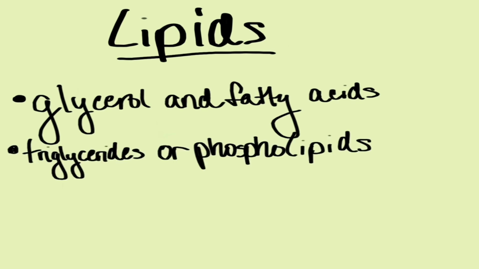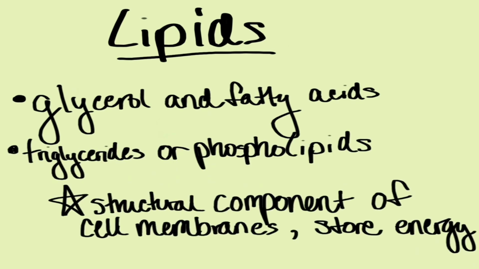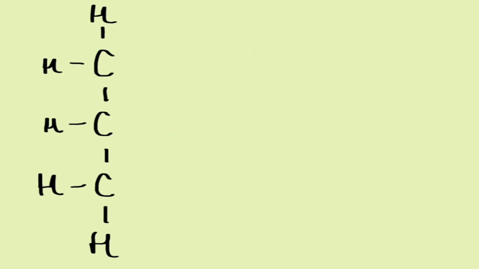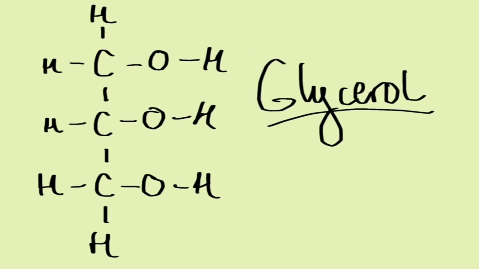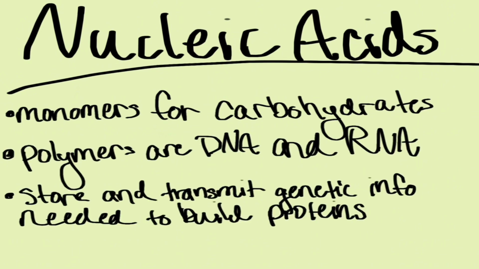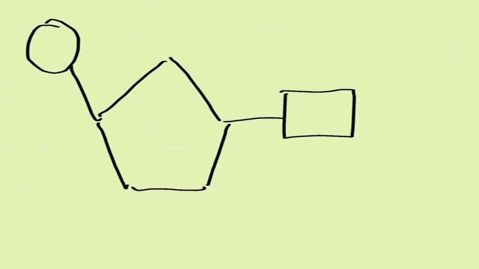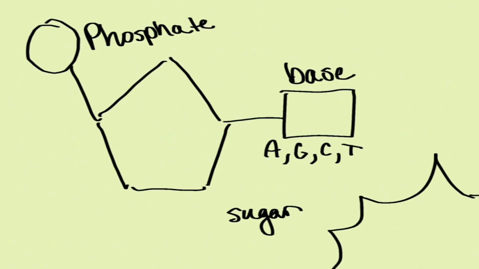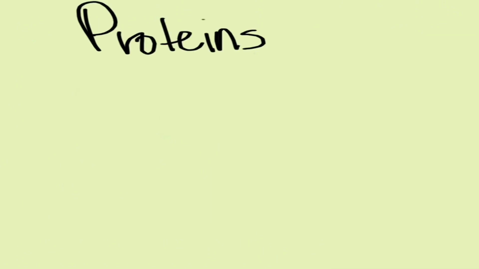Lipids. The monomers of lipids are glycerol and fatty acids. The polymers are triglycerides or phospholipids. Lipids function as a structural component of cell membranes and store energy. Nucleic acids. The monomers of nucleic acids are nucleotides. The polymers are DNA and RNA.